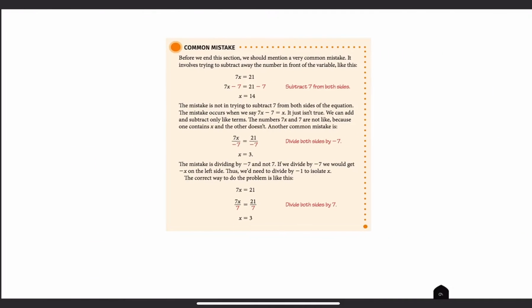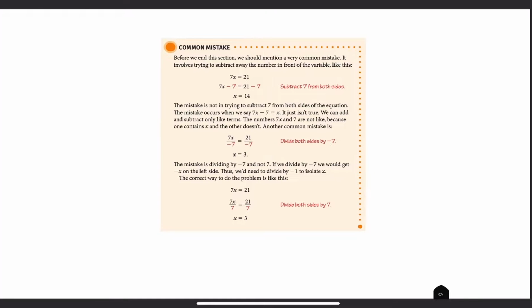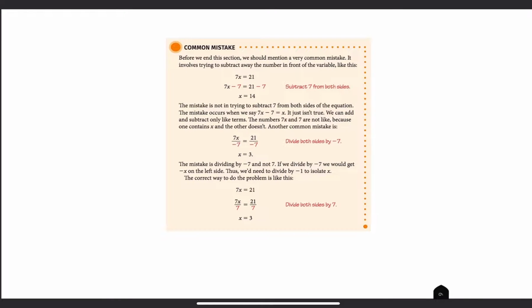So let's talk about some common mistakes that can happen. One is that if you're actually multiplying by 7, as in this case, 7 times x, sometimes you might be tempted to subtract 7, say 7 minus 7, and then you get no 7s anymore, and you just get x. But that's not true.